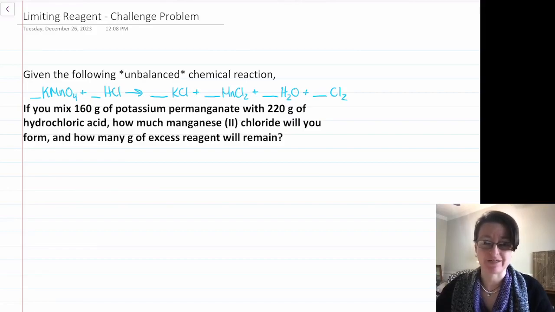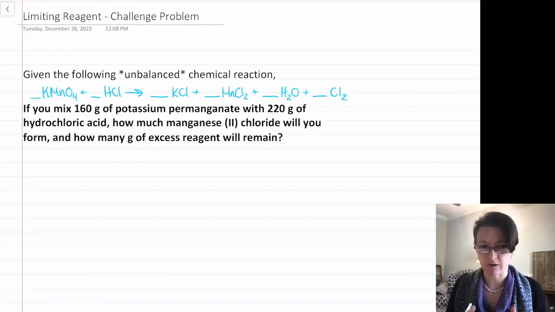problem involving limiting reagents. And the problem statement we're given is that we have an unbalanced chemical reaction, and we're asked if we mix together 160 grams of potassium permanganate, that's that KMnO4 species, with 220 grams of hydrochloric acid, HCl, how much manganese(II) chloride, MnCl2, will you form, and how many grams of excess reagent will remain?